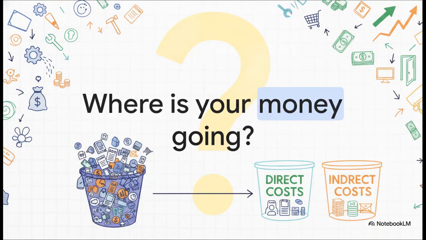I mean, this is the universal pain point, right? You make a product, you sell it, but at the end of the month, the bank account just doesn't quite match that mental math you've been doing in your head. So where is your money actually going? The confusion usually stems from throwing all your expenses into one giant bucket. But to truly understand your profit, you have to realize that not all costs behave the same way.